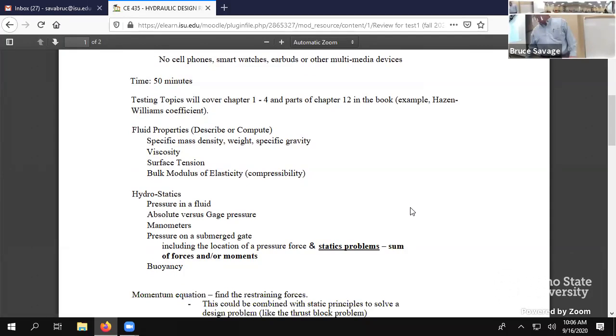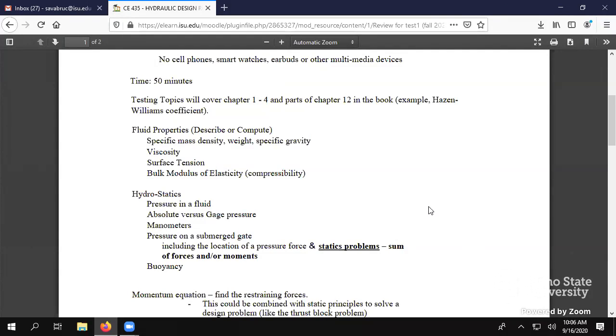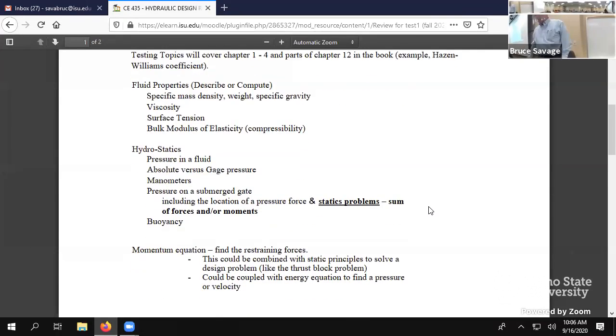The test will cover chapters 1 through 4 and parts of chapter 12, because we did flip back to chapter 12 to look at valves to get minor loss coefficients. Again, I'll provide those if needed, all right? But you should be able to calculate any of the fluid properties: specific mass density, weight, gravity, viscosity, surface tension, bulk modulus, elasticity. Those will likely be part of other problems, not necessarily called out on their own, although I could.